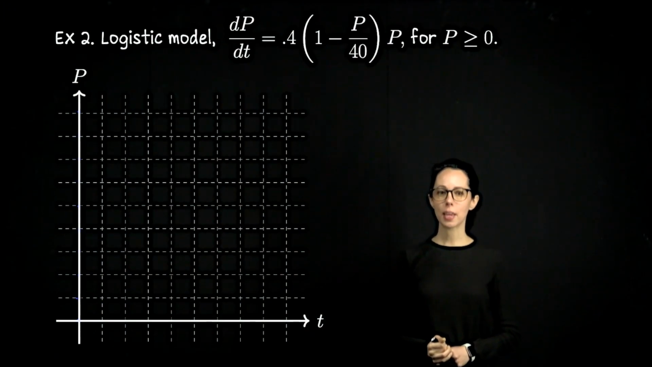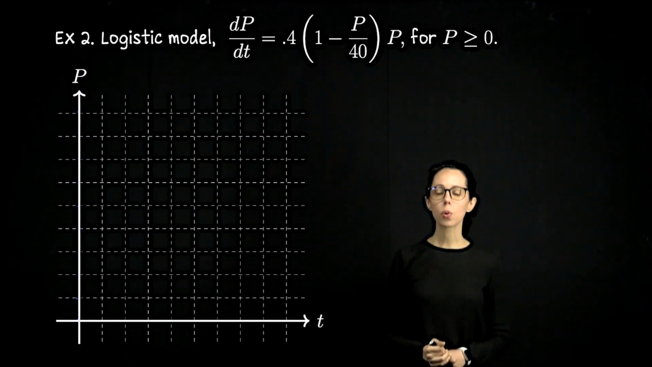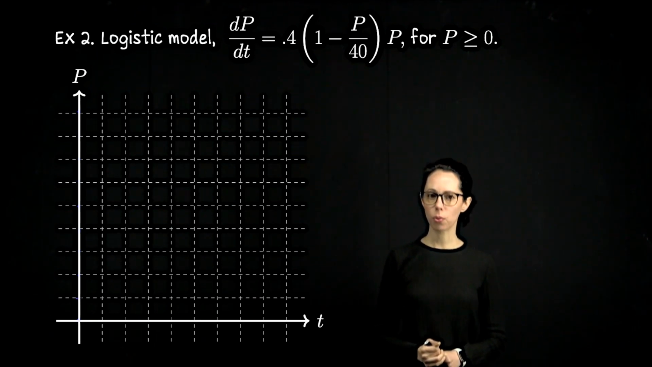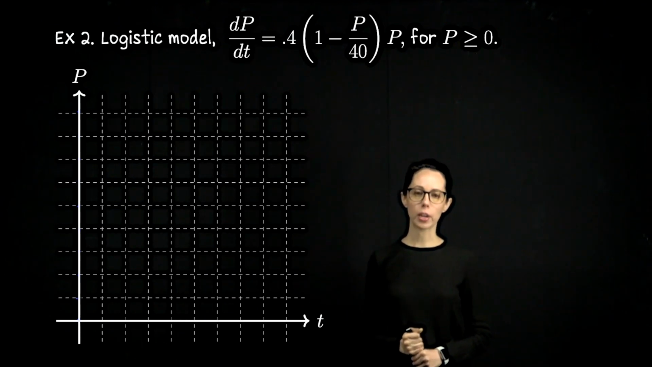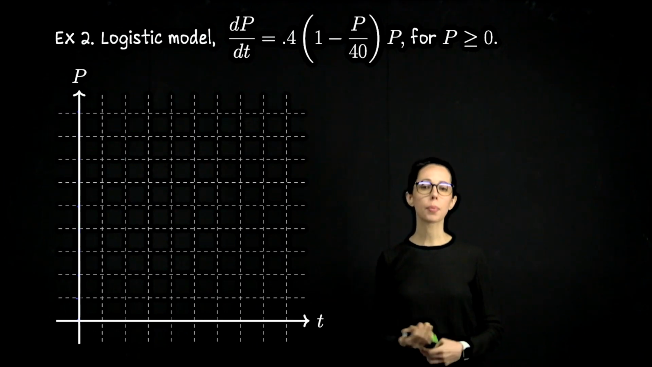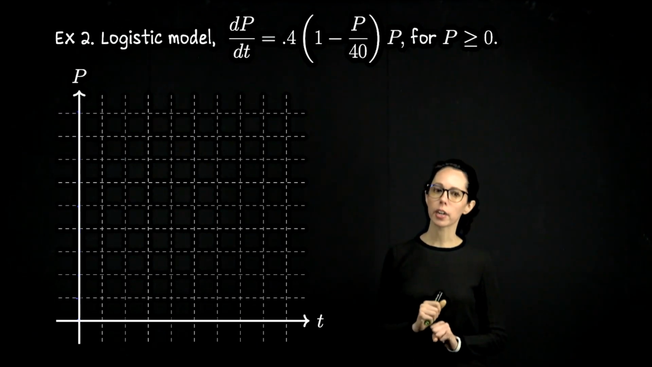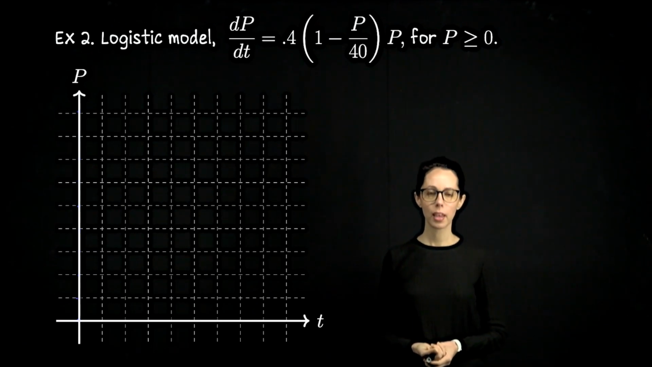For our second example, let's look at the differential equation dP/dt equals 0.4 times the quantity 1 minus P divided by 40, times P. This is a famous differential equation called the logistic model. Here, 0.4 and 40 are parameters. So you might look at a logistic model where that leading term and also that denominator 40 are different, but that's okay. It's still a logistic model. P is like population over time here.